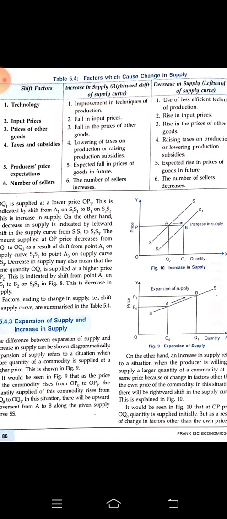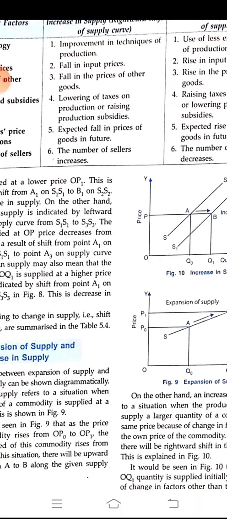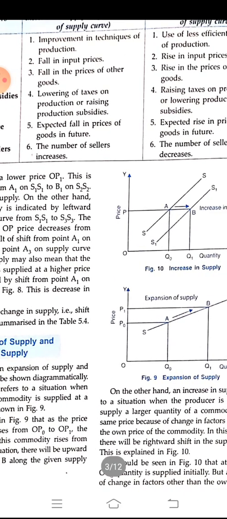We can understand expansion of supply and increase in supply. These are two different things they are talking about. Increase in supply means the price is fixed. You can see figure number 10. The price of that commodity is fixed. Other factors are changing. As other factors are changing, the supply curve can increase its supply or it can decrease its supply also.